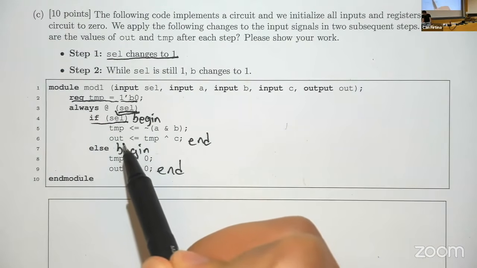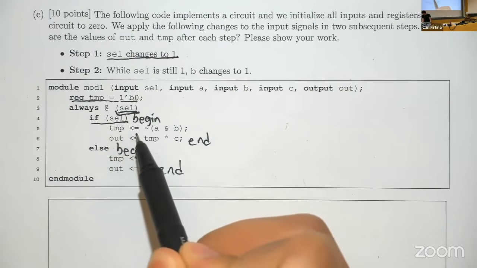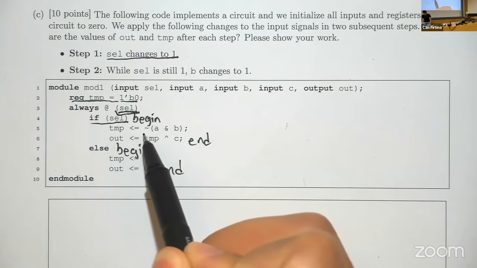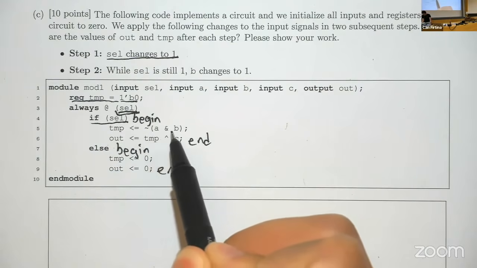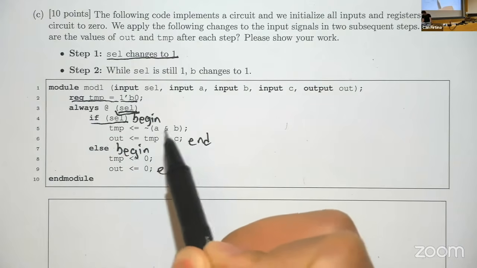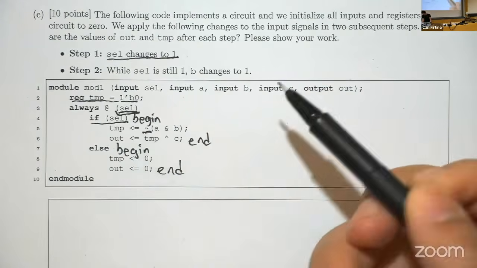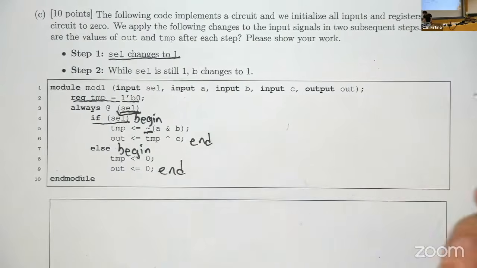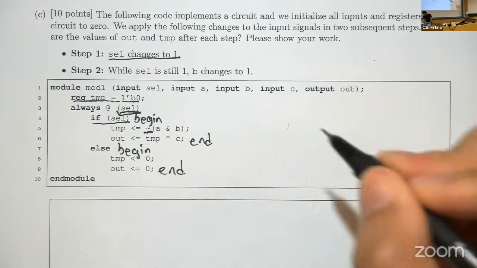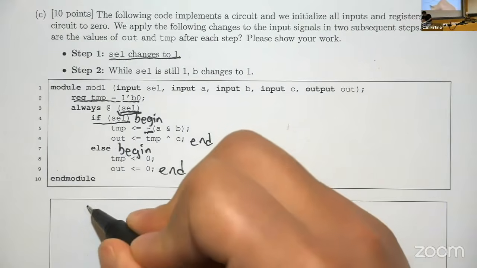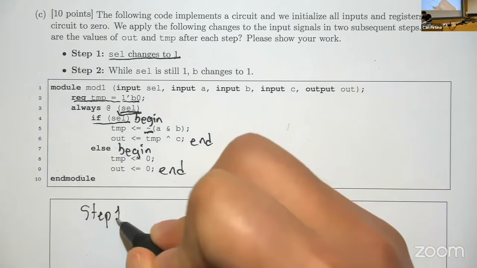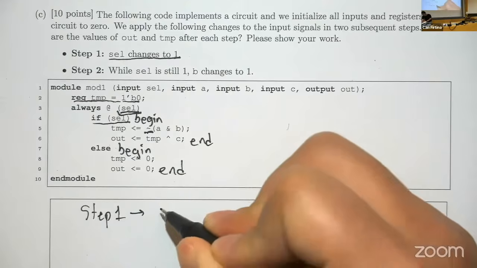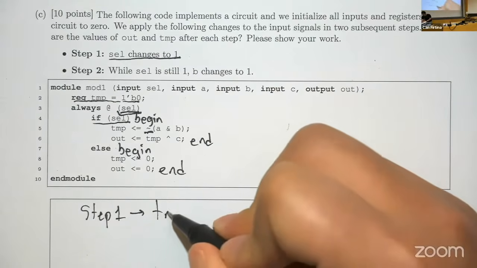What happens is temp gets assigned the inverted value of A and B. Because A and B are 0, this is going to be 1. So in step 1, temp will be 1.